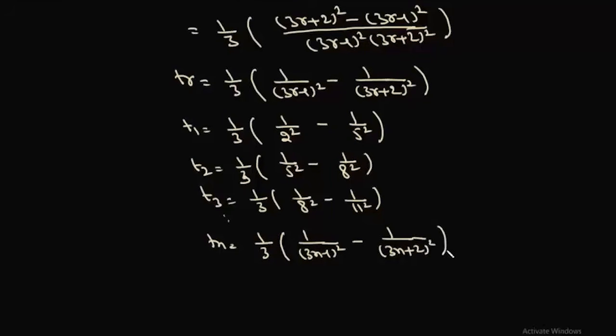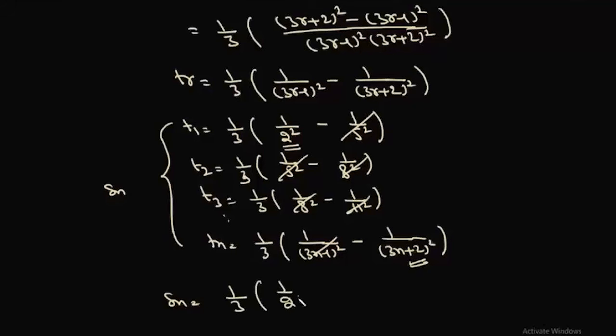Now we add them. Sn is the sum of these n terms, so if we add all these terms, we'll get Sn. Now here 5² will cancel, 8² will cancel, 11² will cancel. Here we have 1 upon 2², so what remains is 1 upon (3n+2)². So it will be 1 by 3, 1 upon 2² minus 1 upon (3n+2)². And that is how to solve this series up to n terms.